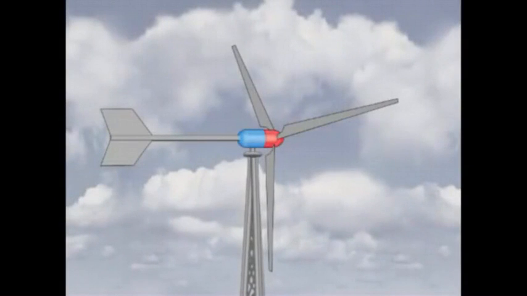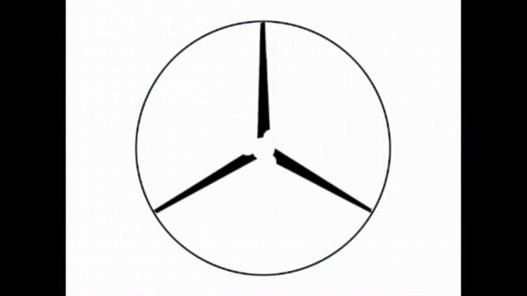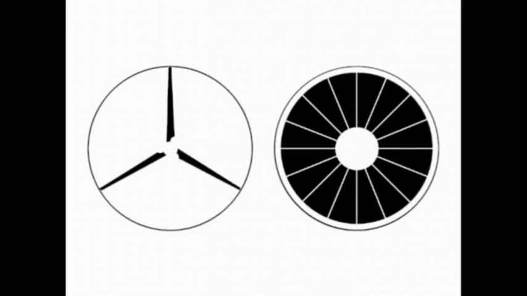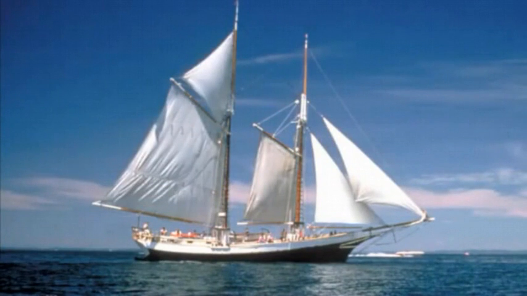A 3-blade wind turbine and the root wind turbine both rotate in the same diameter. But here's the difference in surface area: the 3-blade model and the root wind turbine. It's like a sailboat. If you want it to move faster, you just put up all the sails to collect more of the wind's energy.